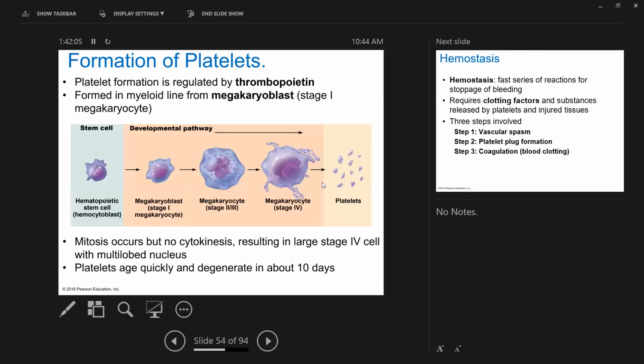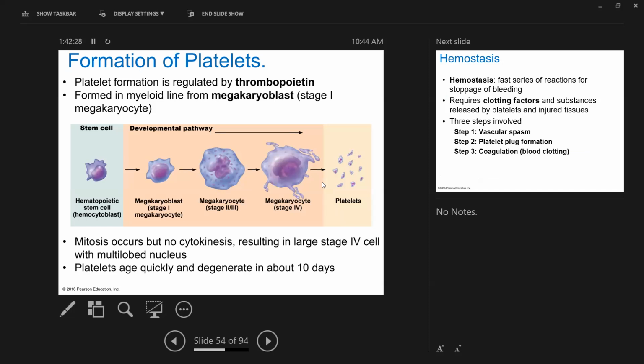So this is how they form. There's your hemocytoblast there on the left-hand side. The megakaryocyte forms, and then just fragments of the megakaryocyte break off, and that's what a platelet is, nothing but a cell fragment. Platelets form, and they degenerate in about 10 days. We are continually producing platelets.